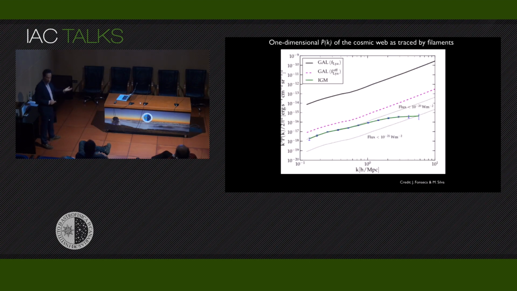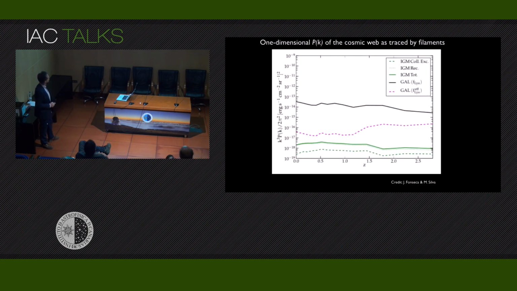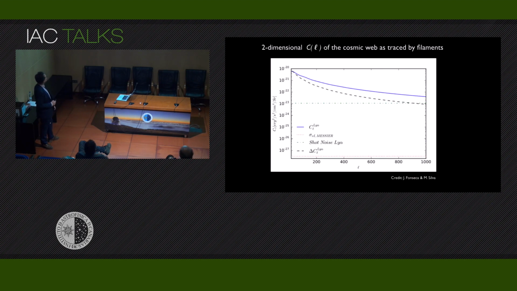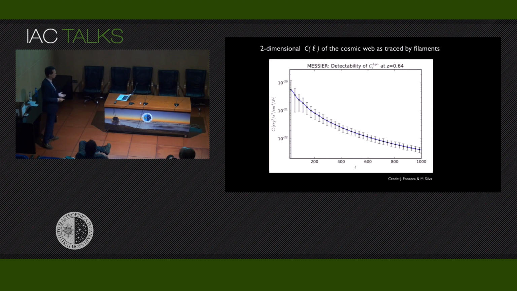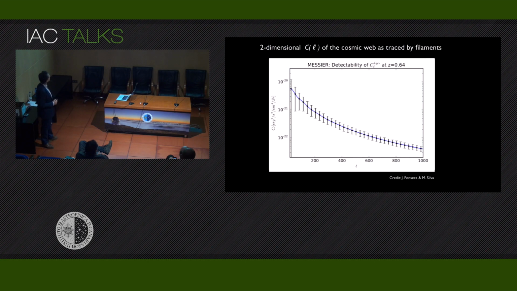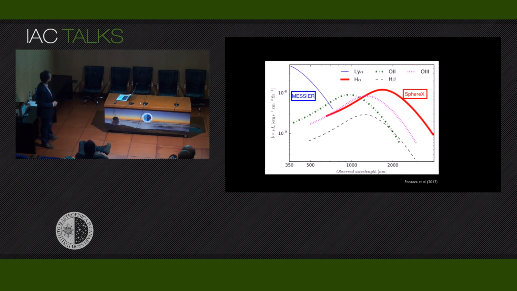Now, it will detect also the galaxies across the cosmic web, and we can think, okay, what about intensity mapping and the power spectrum of intensity mapping? And this is the one-dimensional power spectrum only in Lyman-alpha as traced by filaments. And you can detect the contribution from galaxies and from the intergalactic medium. Likewise, you can also do the two-dimensional power spectrum of the cosmic web at a redshift 0.7. Again, this is completely new science that no other mission can possibly do. So these are the error bars for MESSIER on scales, covering at least a factor of 5 in the multipoles.